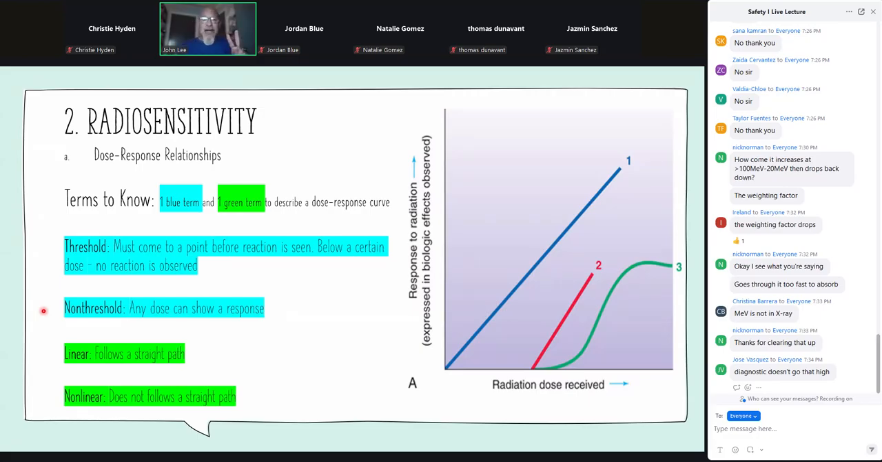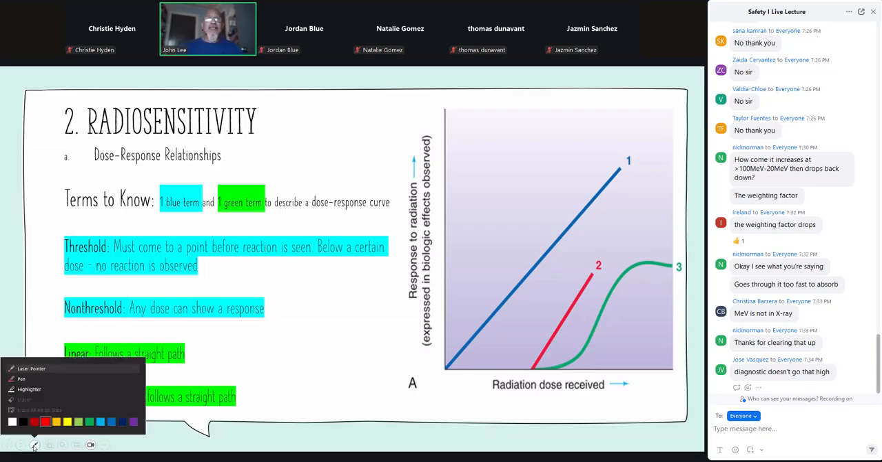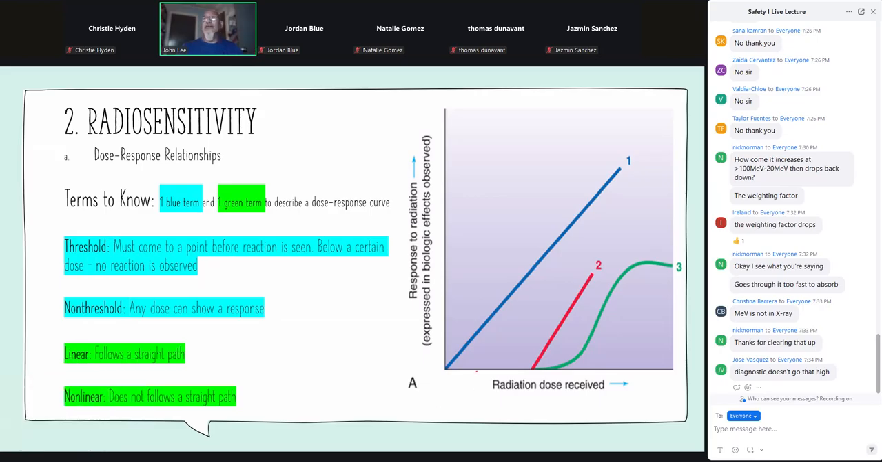The second pair of terms are linear and nonlinear. Quite simple. If the line on the graph is straight, it's linear. If it's got any curve to it, it's nonlinear. So when we look at these three here, I'm going to go ahead and put a fourth one in just because that's fun. That way we get all four combinations here.